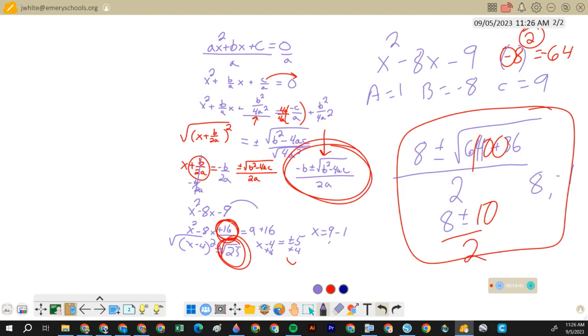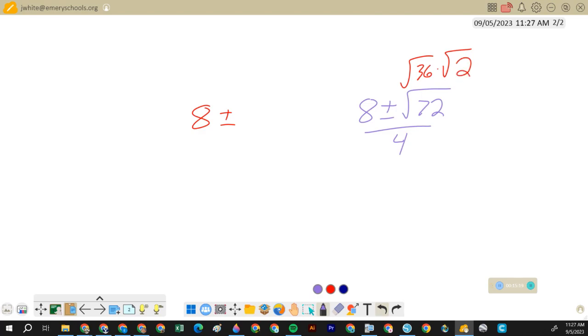Okay? Now, what if we get 8 plus or minus the square root of 72 over 4? Does 72 have any perfect squares in it? 4, 9, 36. So 36 is the biggest one. So what is the square root of 72? Well, it's the square root of 36 times the square root of 2. So that would be 6 root 2 over 4.